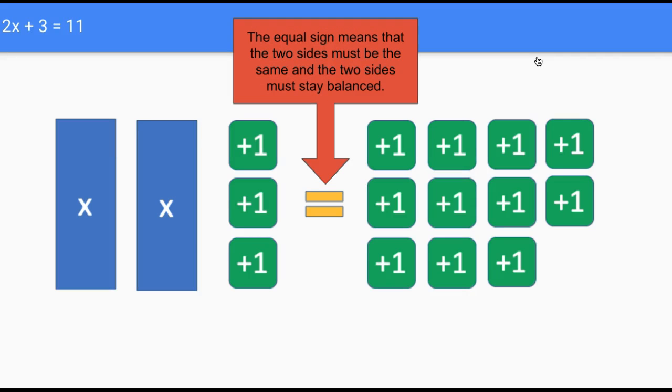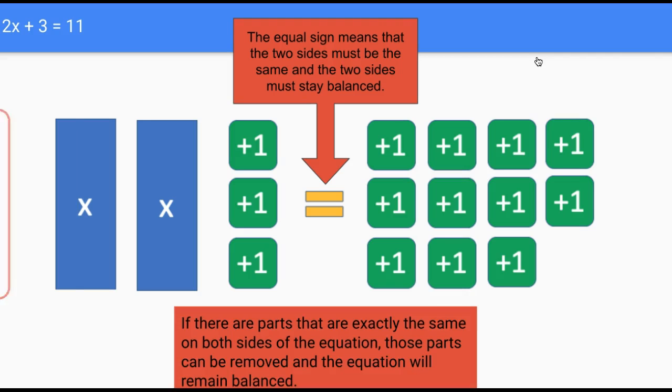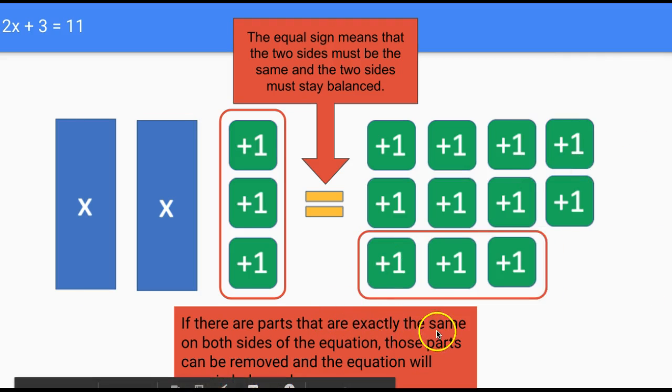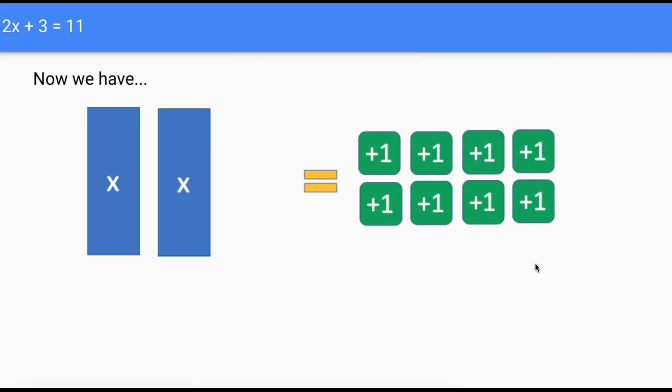Well, the equal sign means that the two sides are balanced. If there are any parts that are the exact same on both sides of the equation, those parts can be removed and the equation will still be balanced. All right? So watch this. I got +3. I got +3. I'm going to just take them away and the equation is still balanced, because I just got rid of both of them on both sides. We're just solving it using modeling.